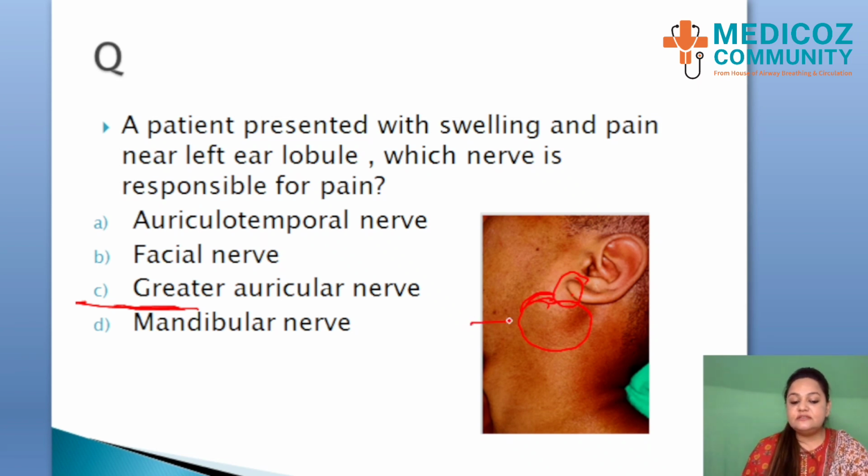So that nerve is supplying this area here. So it will be responsible for the pain in this area. So the answer is greater auricular nerve. Now, since it is a recall question, there is one more question related to this one, I'm not sure about that question. That is related to the swelling and pain in this area, and what is the anatomical basis for the pain in this area here? So in that case, what can be the anatomical basis here?